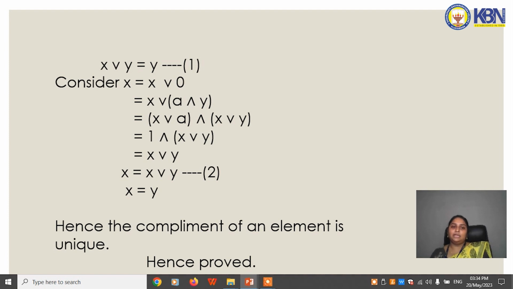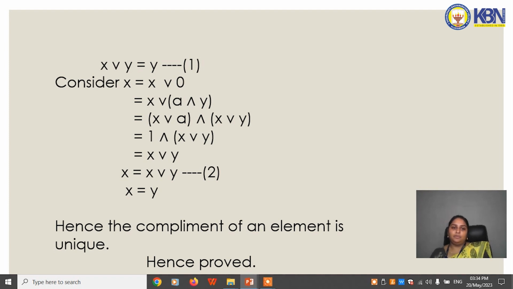And now next one, consider x. Similarly, from the above process, x can be written as x join 0. From the complement definitions, in place of 0, we can write A meet y. That is x join (A meet y). Now since L is a distributive lattice, we can distribute the elements. That is x join (A meet y) can be written as (x join A) meet (x join y).